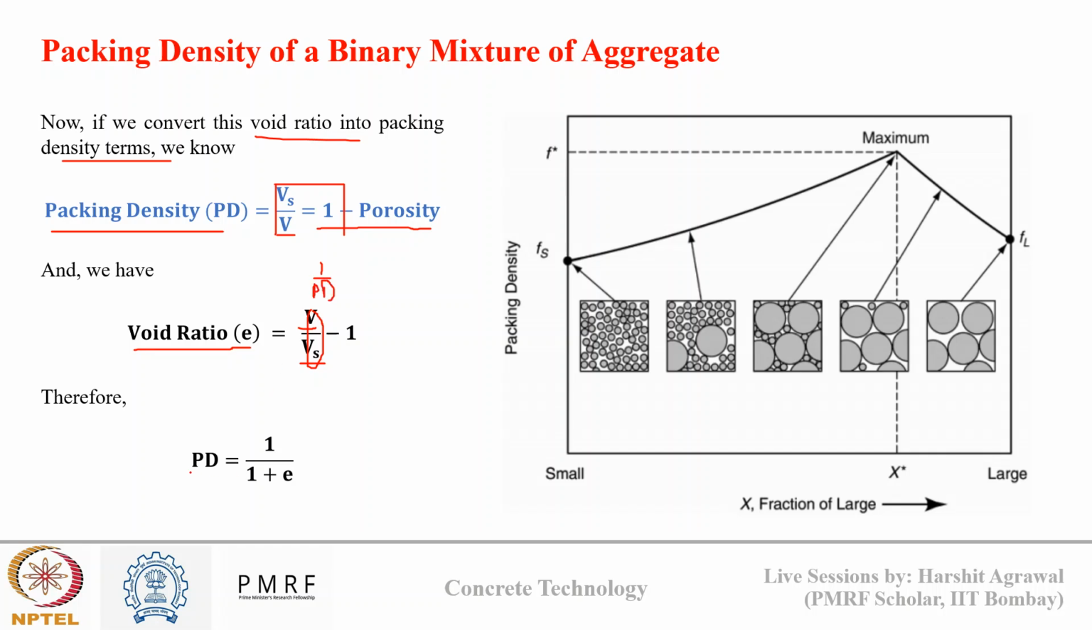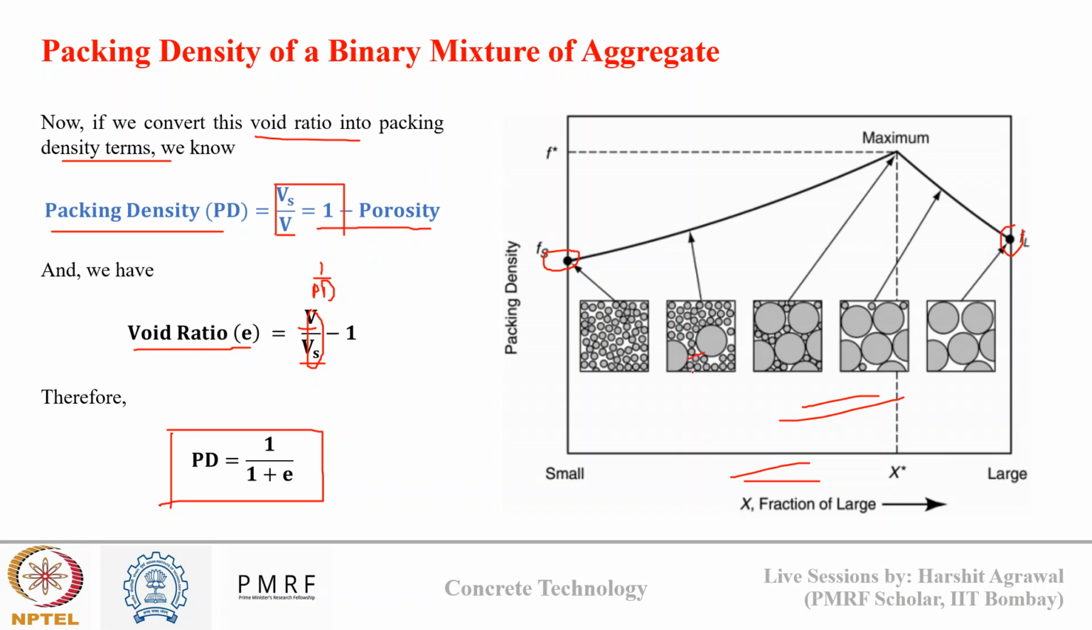Okay, so if I rearrange this, I will get this equation. Packing density is nothing but 1 upon 1 plus void ratio, and this is represented in this figure. You can see here I have only A, so I have a packing density of this value. When I have only B, I have a packing density of this value, and then I'm mixing A and B.